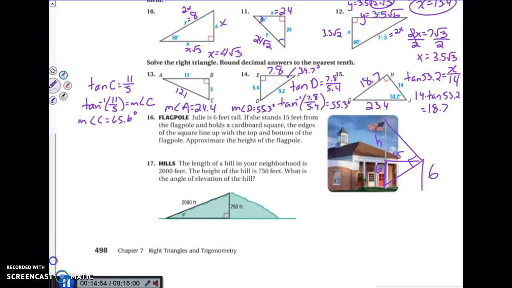Okay, and then number 17 is definitely a trig question, which I know you guys can handle. Good luck on the test.